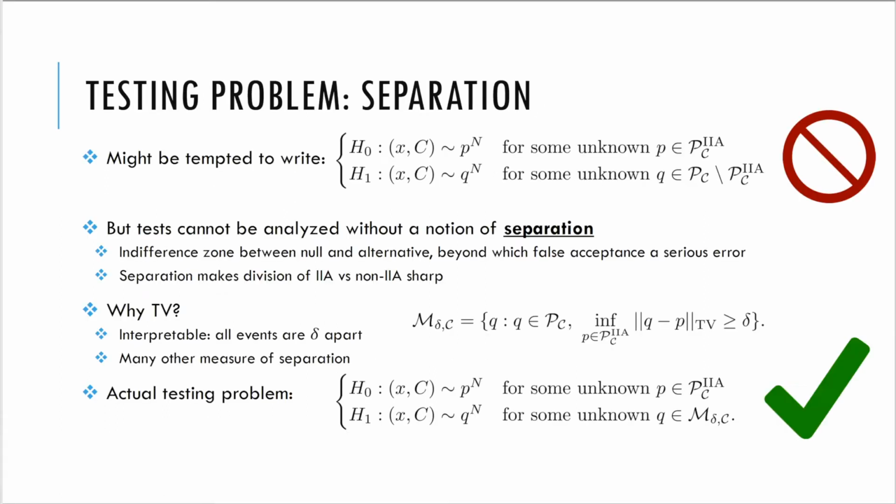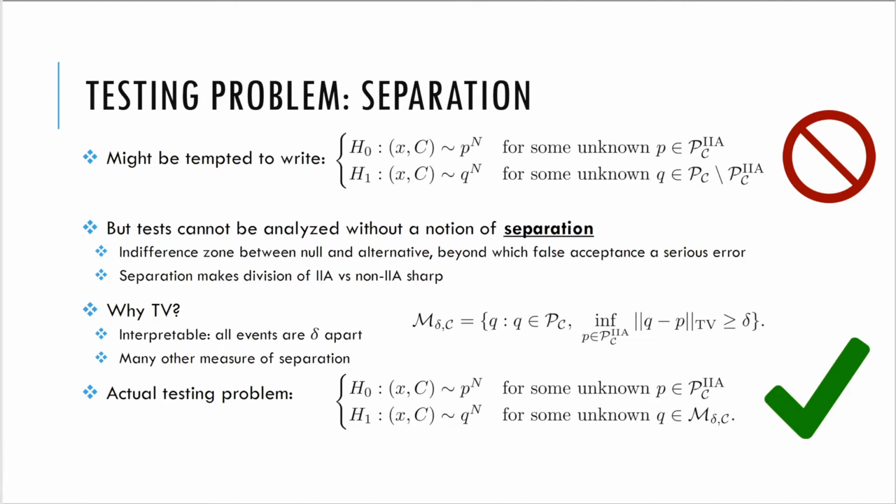So of course, the last major detail when considering any hypothesis testing problem is the notion of separation. When I say I'm testing IIA versus not IIA, that distinction isn't immediately sharp, especially when you're thinking about it in terms of finite samples. Instead we have to say it's IIA or it's something a little bit outside of the set of IIA, where the metric that we use to define what is a little bit outside is total variation distance.